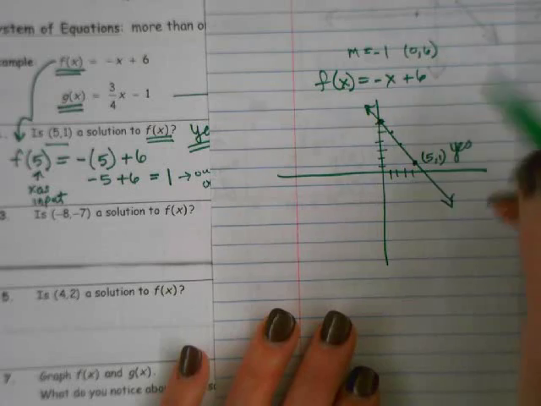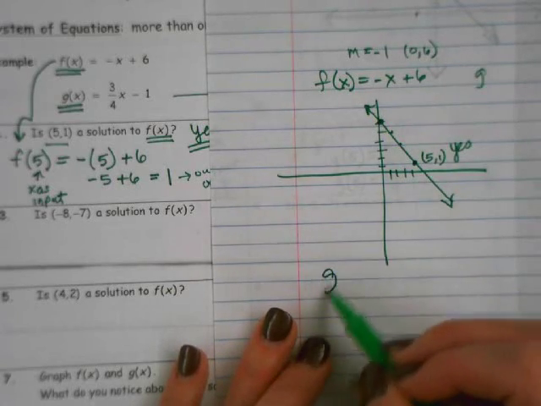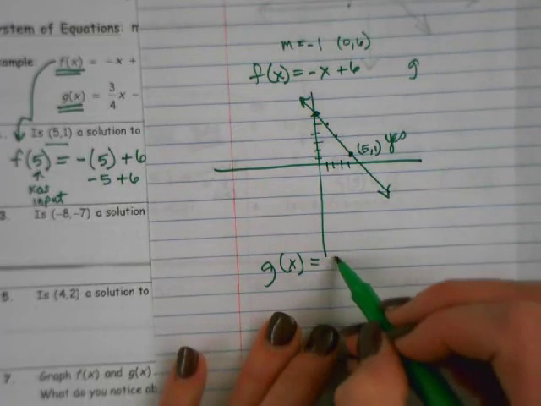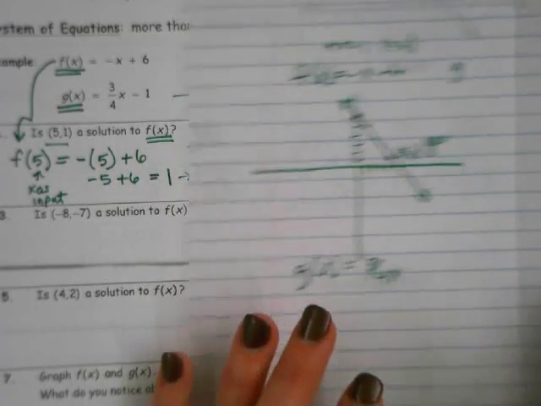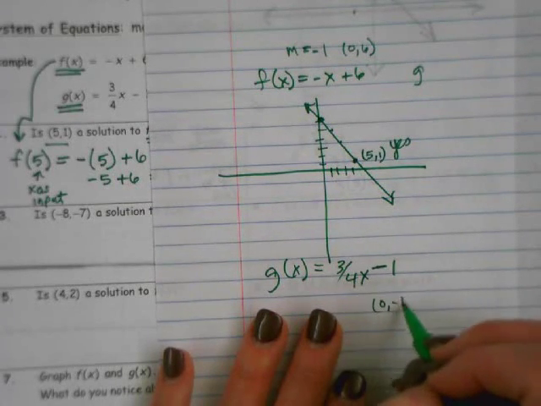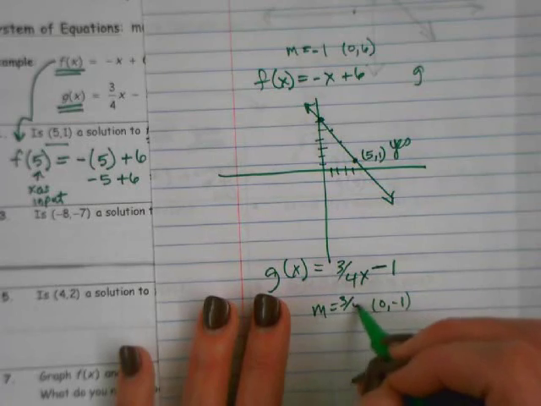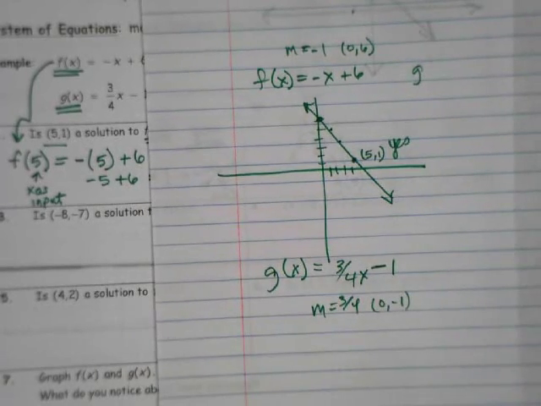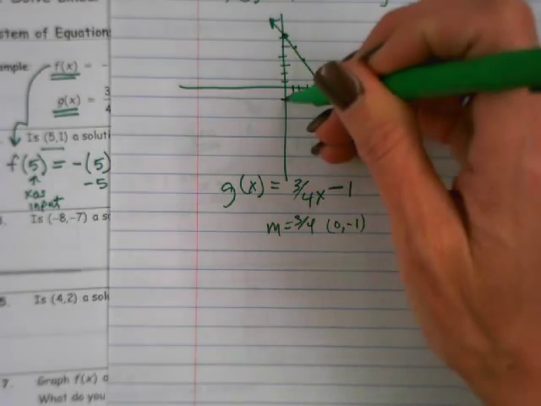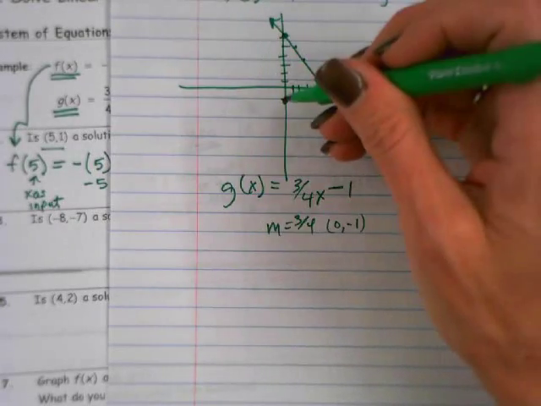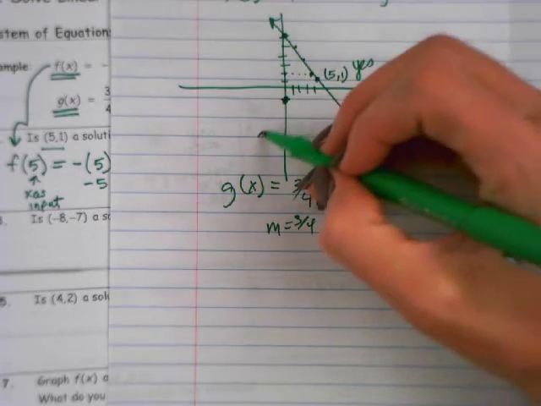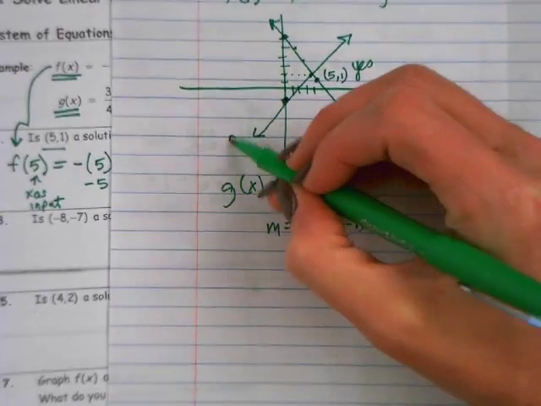Now if I graph g of x here, which is 3/4 x minus 1, my point is (0, negative 1), and my slope is 3/4, right? Good so far on that? So if I graph this, 0, negative 1, and then I go up 3 over 4, and I do this, so this is my g of x.